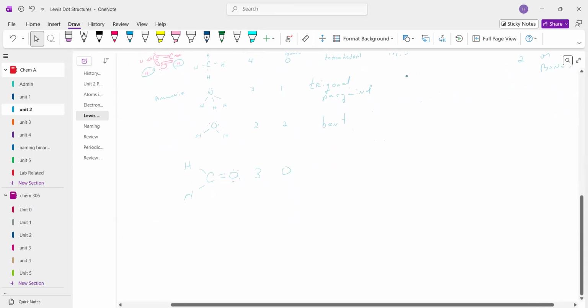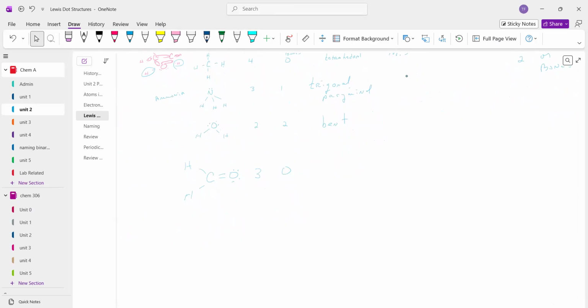Okay, so when we have 3 and 0, that's called trigonal, again, because it's 3. Planar. Planar means flat. And that angle is 120 degrees.